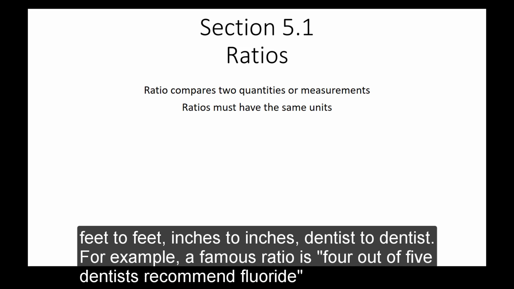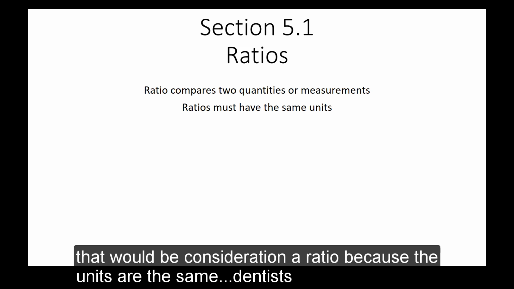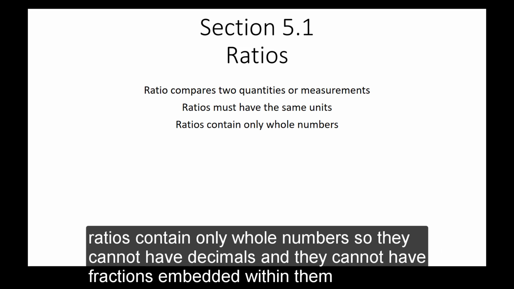For example, a famous ratio is 4 out of 5 dentists recommend fluoride. That would be considered a ratio because the units are the same. It's dentists. Ratios contain only whole numbers, so they cannot have decimals, they cannot have fractions embedded within them.